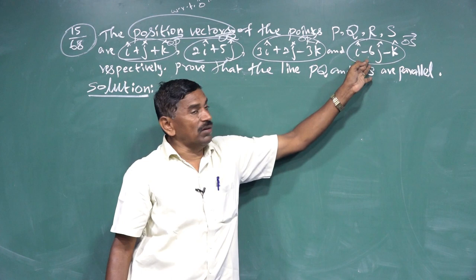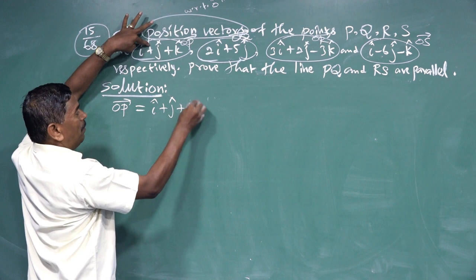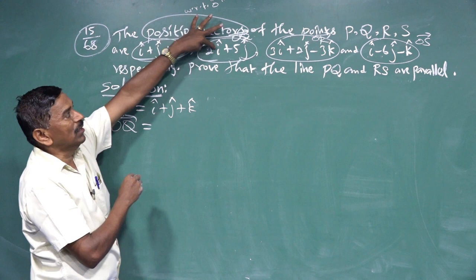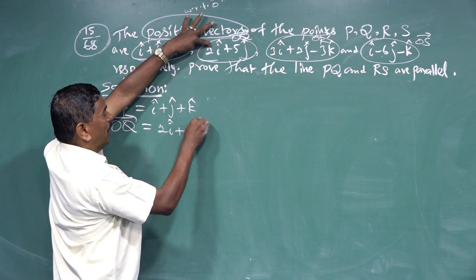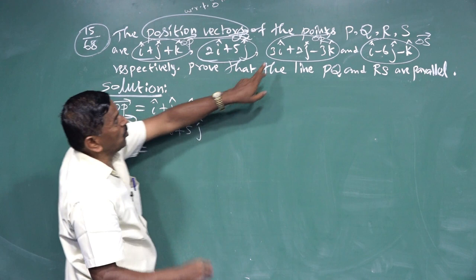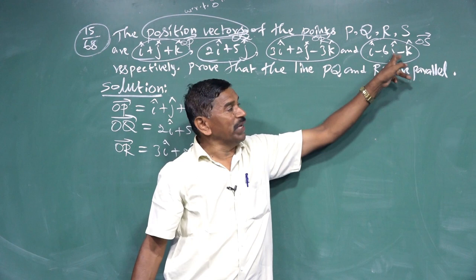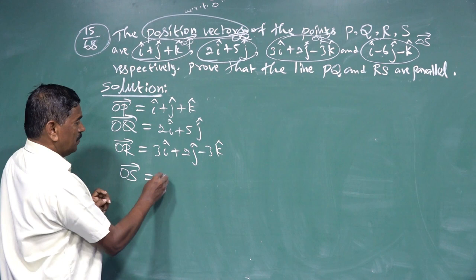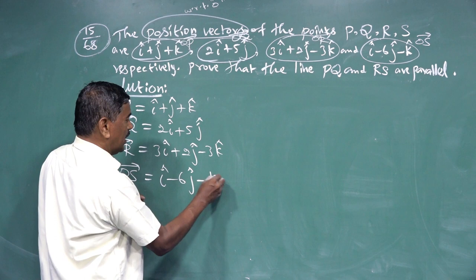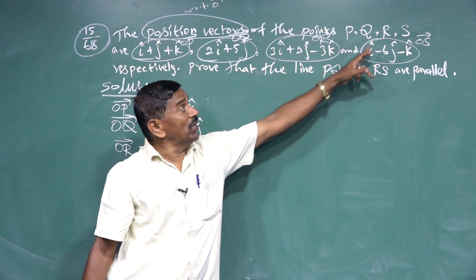First you write the initial portion. OP vector is equal to i cap plus j cap plus k cap. Next, OQ vector is equal to 2i cap plus 5j cap. Remember, here k is absent, no problem. OR vector is equal to 3i cap plus 2j cap minus 3k cap. OS vector is equal to i cap minus 6j cap minus k cap. Yes, these are the position vectors of P, Q, R, S.